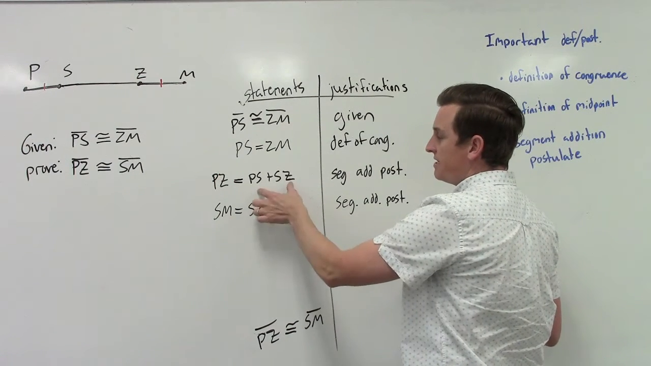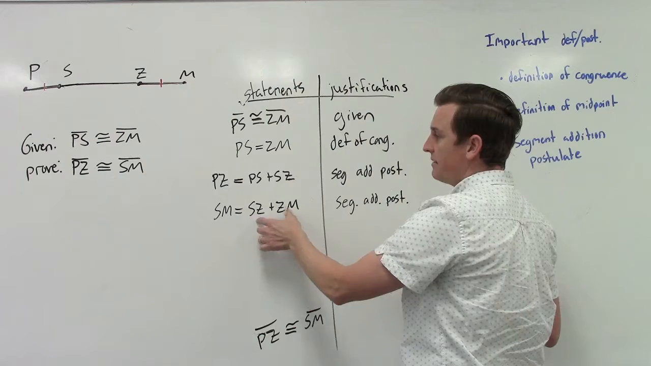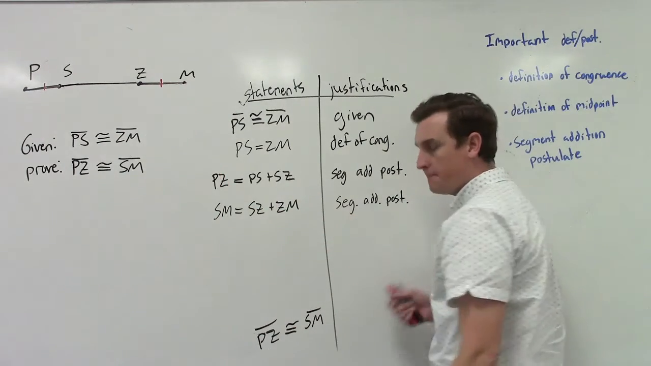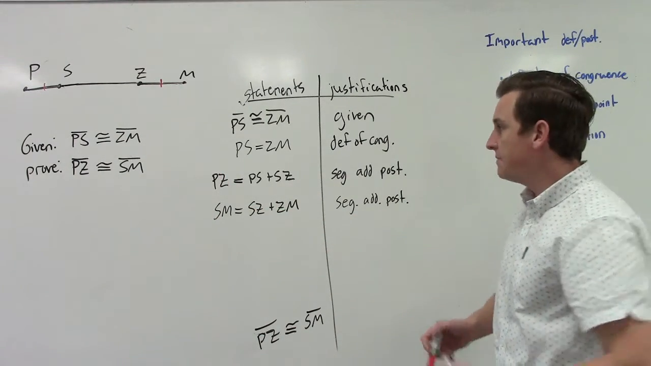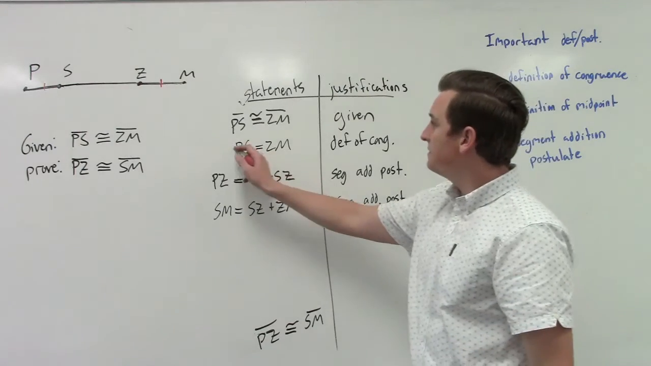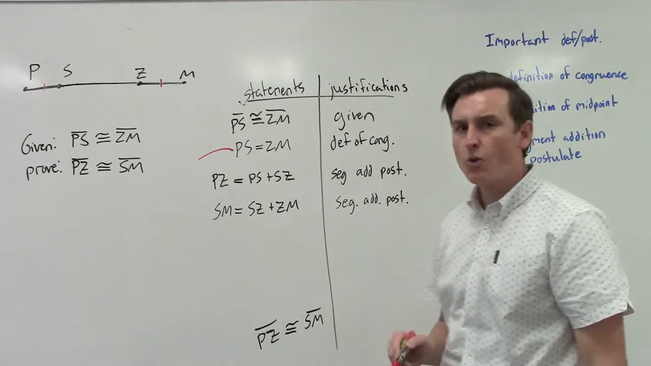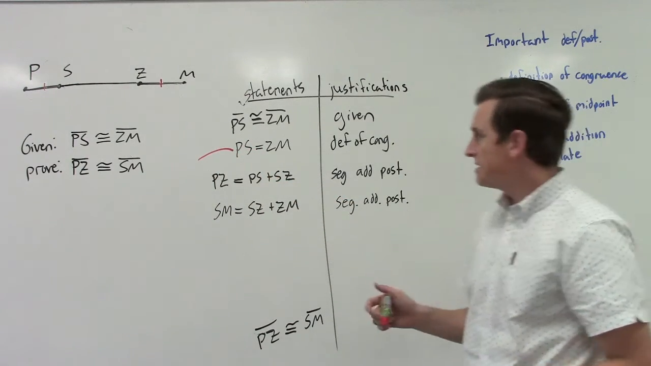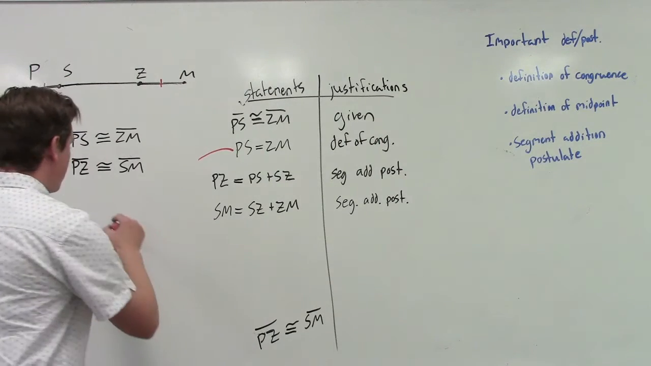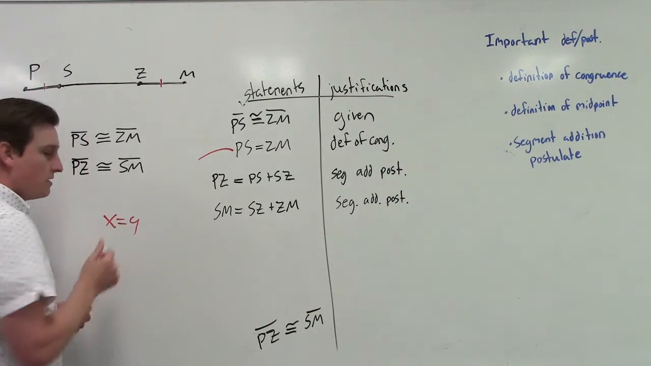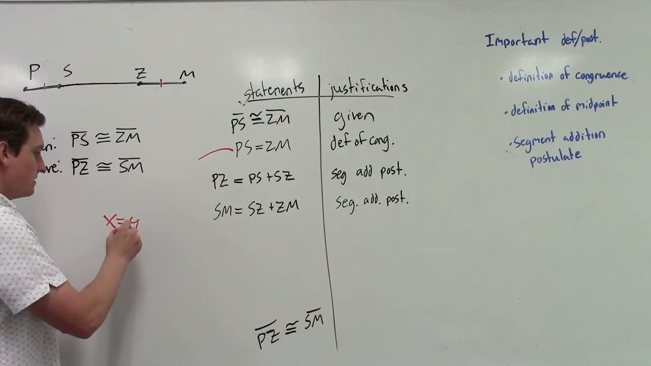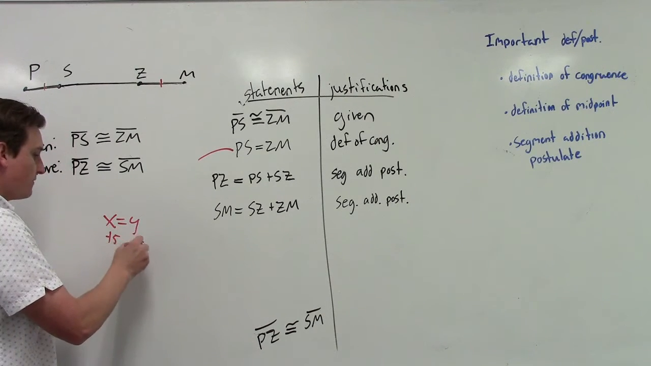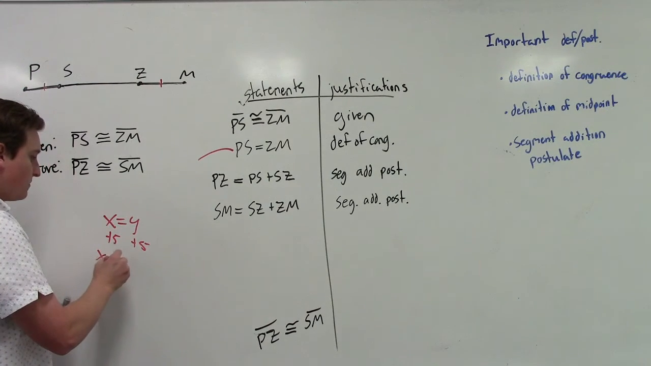If we can show that this is equal to this, then we can use a substitution to show that these are equal. So this is kind of a tricky step, but let me show you what's going on. Think of this right here as an equation, right? Let's write it out like this. X equals y, right? Would it be legal to go plus 5, plus 5? X plus 5 equals y plus 5.